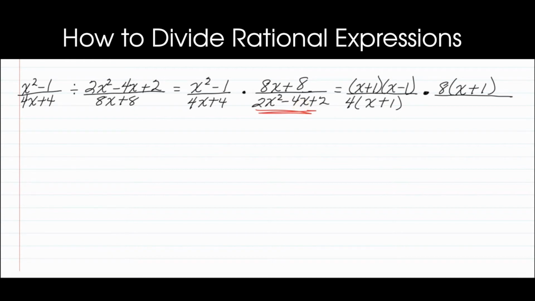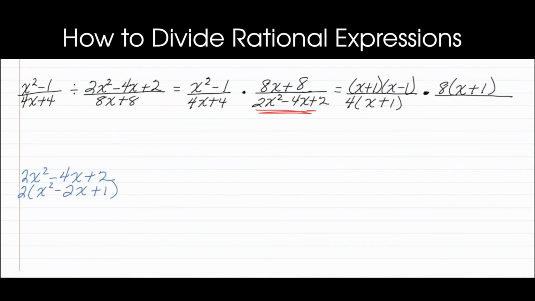So let's look at this. We have 2x squared minus 4x plus 2. The first thing we want to do is to factor out a GCF of 2, and we're left with x squared minus 2x plus 1.